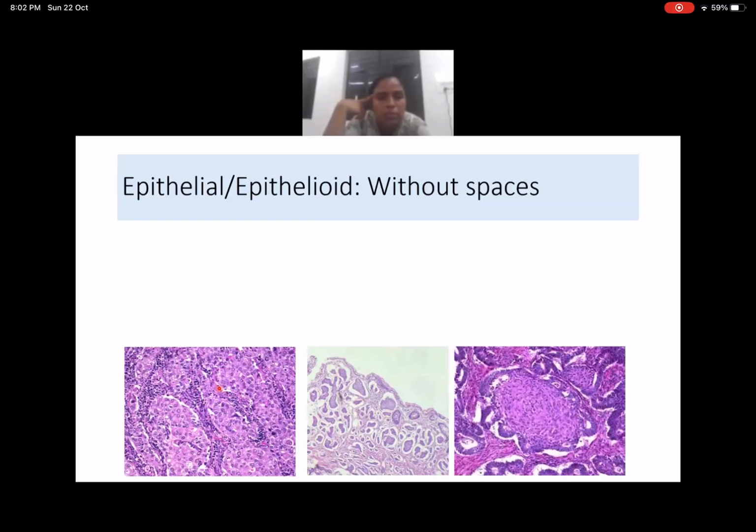Okay, now there are some more epithelioid patterns without spaces. What would you call this pattern now, Anjana, on the left? Ma'am, lubrication. Sorry, what are you calling it? Lubrication.